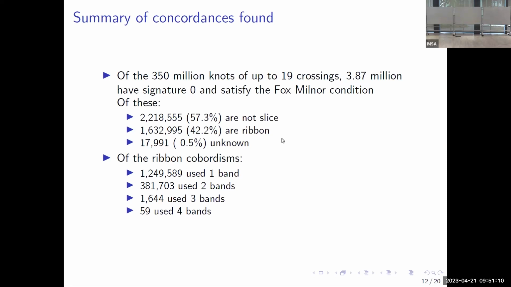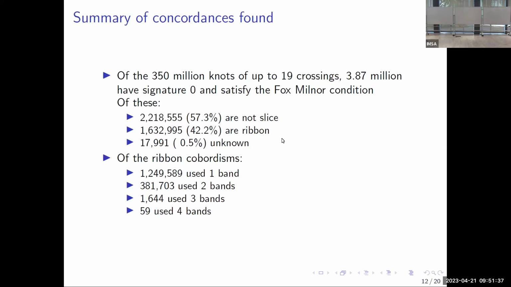like 1.2 million of them that used one band. There were about 380,000 where we needed 2 bands. About 1.6 thousand used 3 bands, and then 59 of them used 4 bands. We also did a 5-band search, but did not actually find anything. That's not because you don't expect them to exist. That's just because 19 is not actually that many crossings.